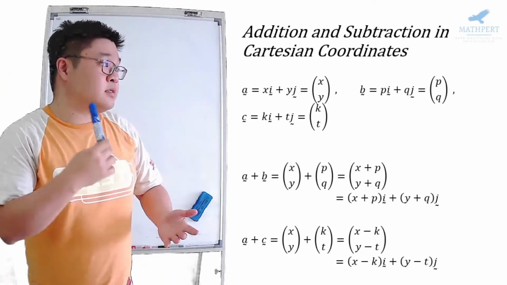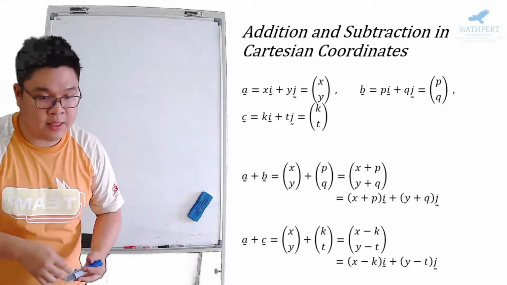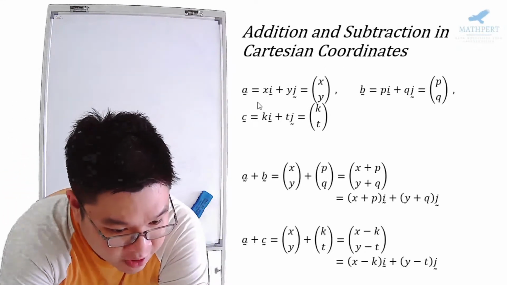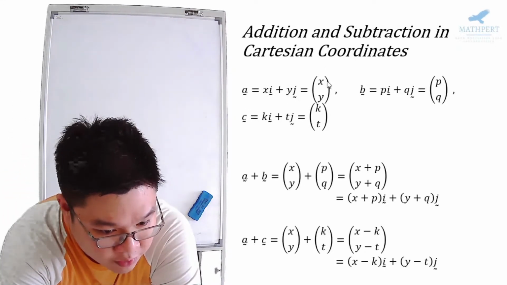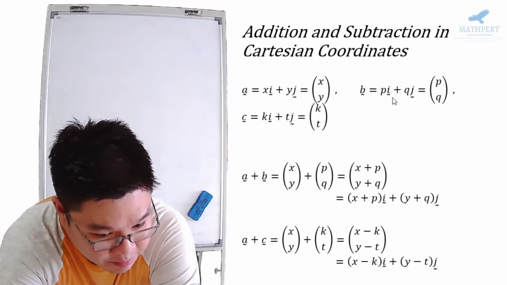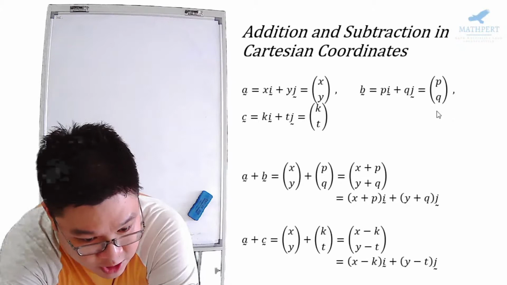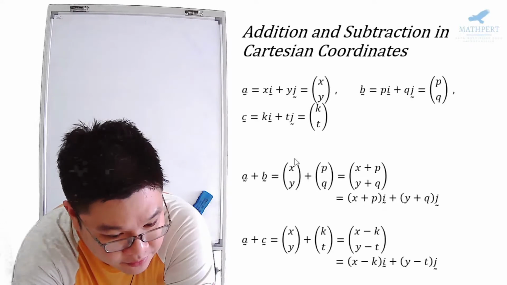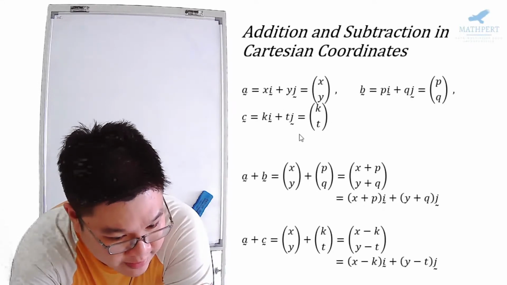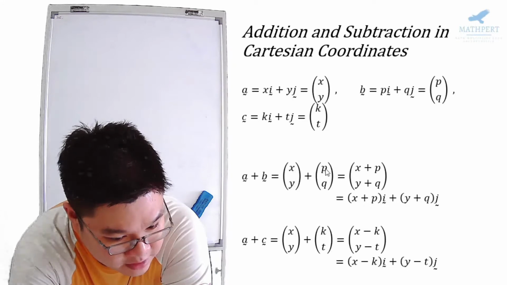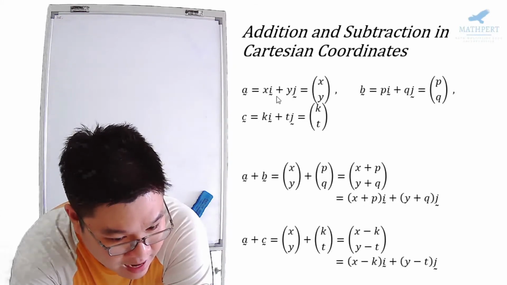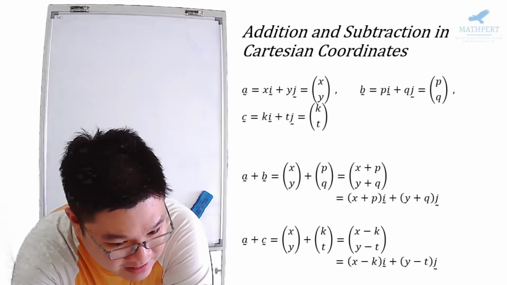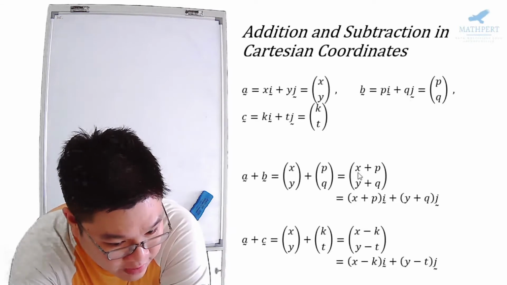On the previous exercise and example, we did a lot of plus and minus. Same as this one, if A equals xi plus yj, we write it as (x, y); B equals pi plus qj is (p, q); C equals ki plus tj is (k, t). So A plus B will be i plus i, j plus j, so A plus B is (x plus p, y plus q).